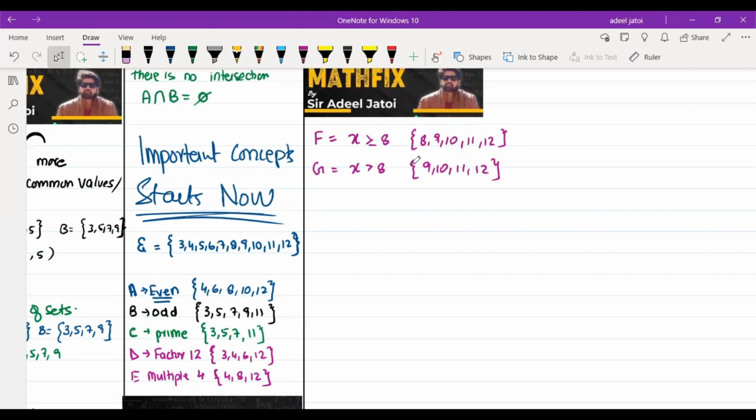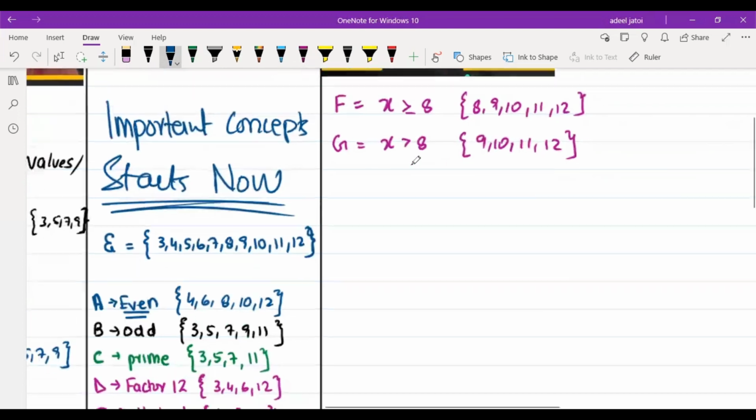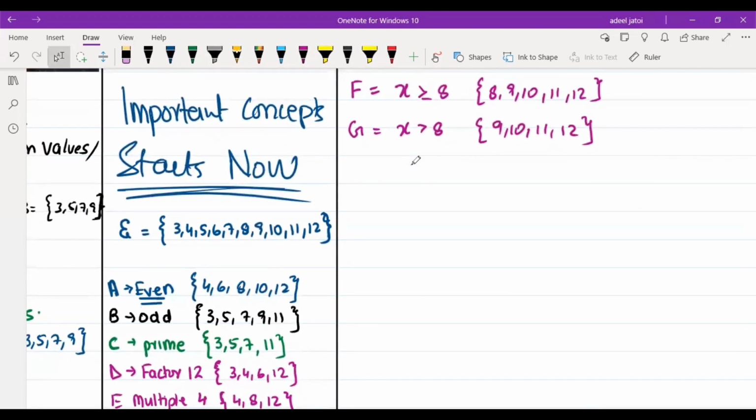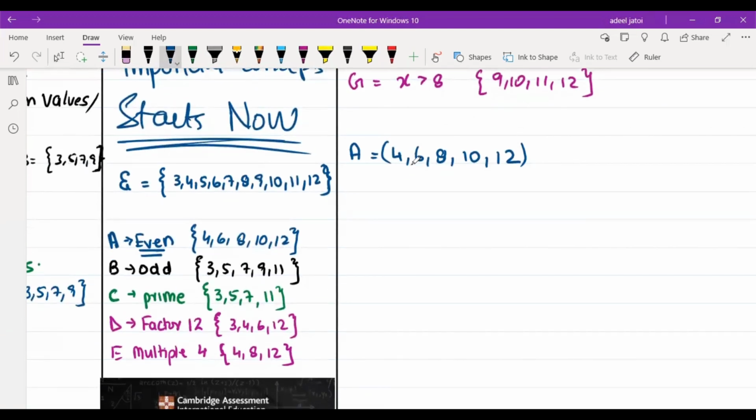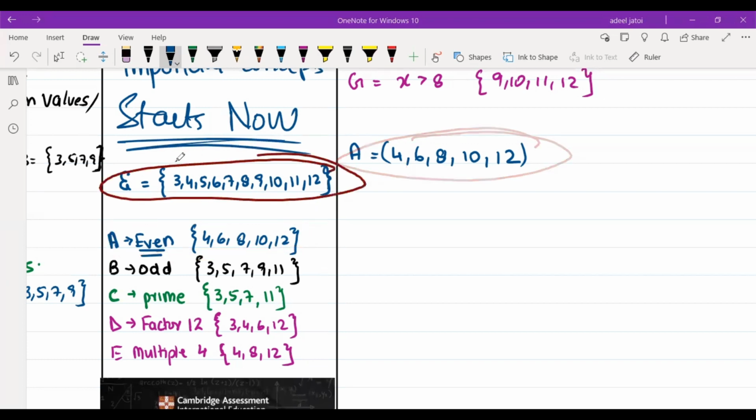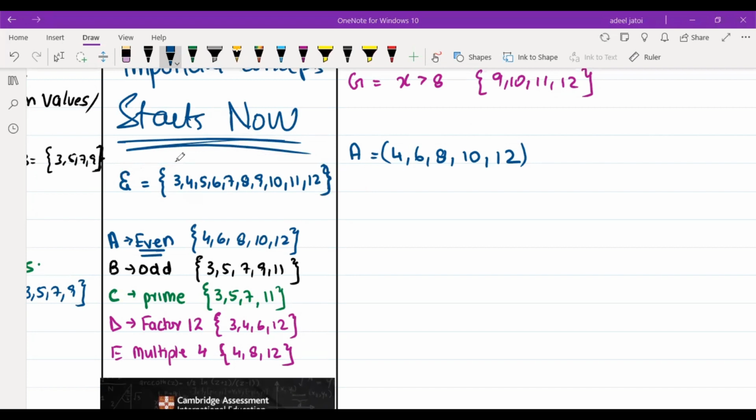Now, the most important part that you need to understand is that let's just take A. A has 4, 6, 8, 10, and 12, because A was your even set. We are continuing the question of what we did. So, just referring back to the value that we have taken from here. Your A was your even number. I've written down this. These even numbers came from what? These even numbers came from the universal set.